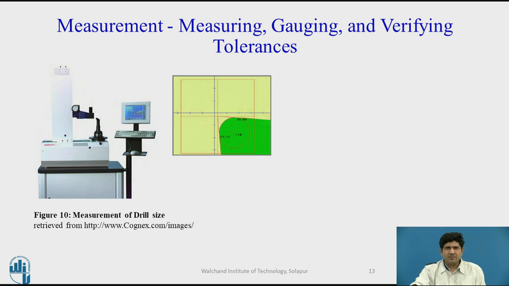An important application is gauging and verifying tolerances. So for a lot of precise machine tools, when they are built, a highly specialized and dedicated measuring system is used to check whether they have met those manufacturing tolerances or not, and for preventive maintenance.